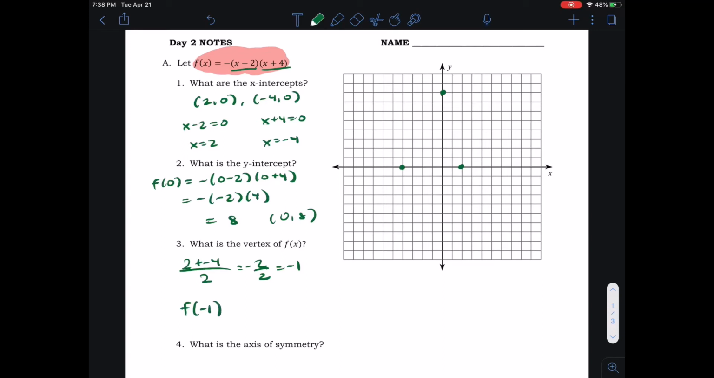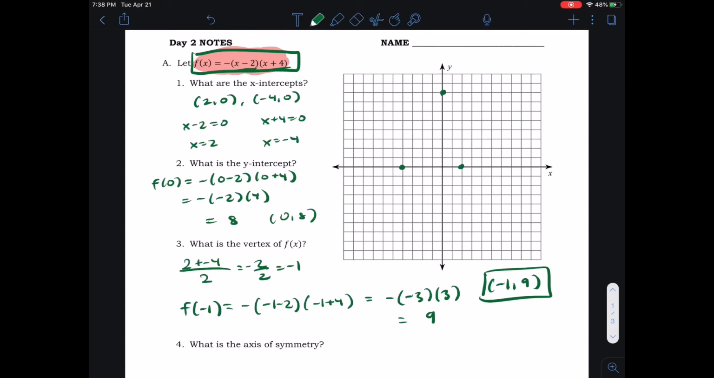But you still need to find the y-coordinate, right? Because a vertex is a point, right? And every point has an x and a y. And so we need to plug -1 in. Once again, all we're doing is we're taking -1 and we're plugging it into the function that we defined previously, right here. So every time I see an x, I'm just replacing with -1. And then from here, I'm going to carefully simplify this. -1 minus 2 is -3. -1 plus 4 is +3. And if you multiply this out, you should get 9. Now my vertex is -1, 9.